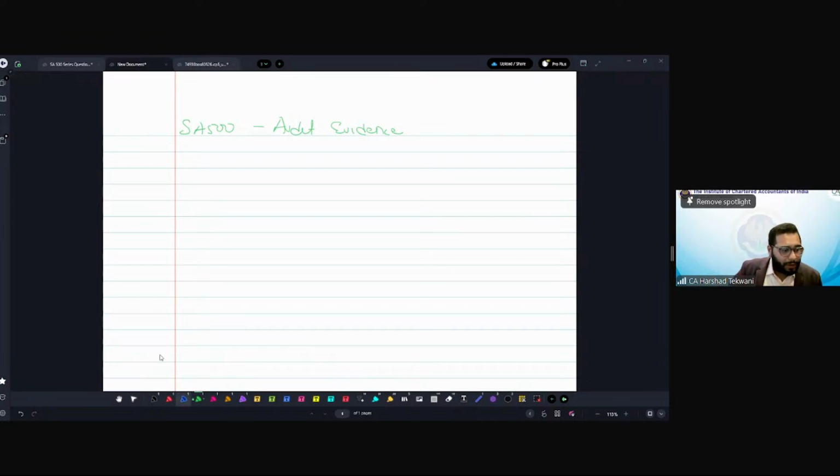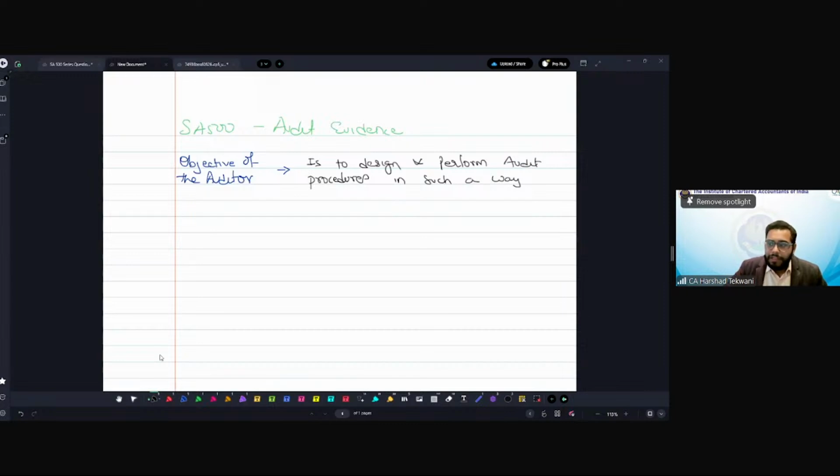So again, we will reiterate over here that the objective of the auditor is to design and perform audit procedures in such a way as to enable the auditor to, very important part, obtain sufficient and appropriate audit evidence.